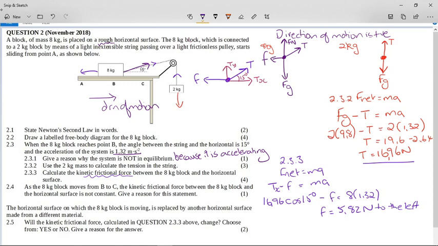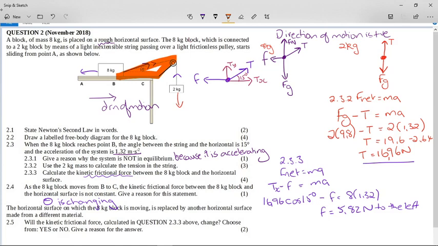Okay. As the 8 kilogram block moves from B to C, the kinetic frictional force between the 8 kilo block and the horizontal surface is not constant. Give a reason for this statement. Okay. This is because the angle is changing. Theta is changing. If you can't figure out what's happening, think about this. Draw a triangle like this. Effectively, B, C, and this is making a triangle. Can you see that? Let me put it with the highlighter here. Okay. If you look here, from here to here to here is a triangle.